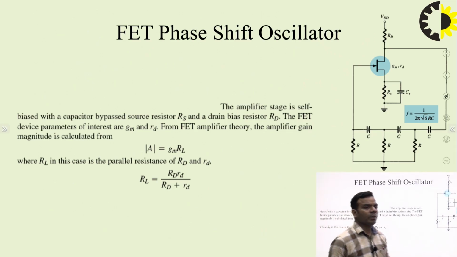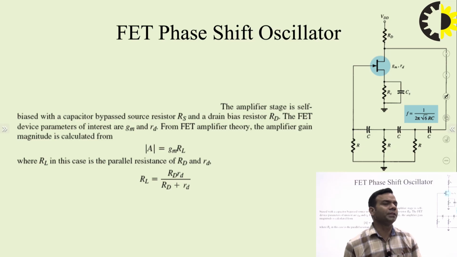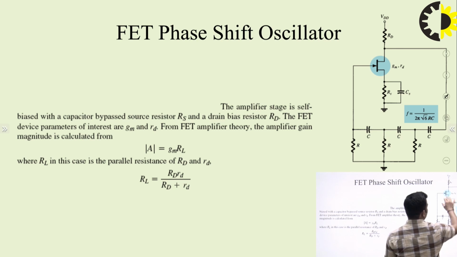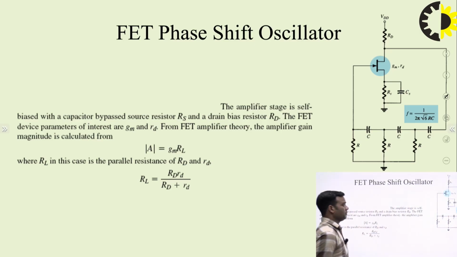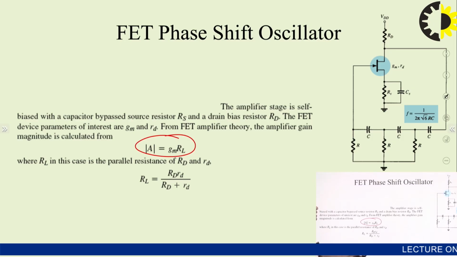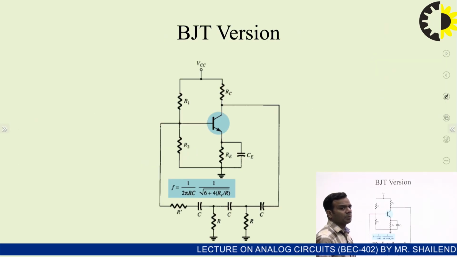Now this circuit can also be designed with the help of FET. You can see here, FET, these are the normal things, and in the feedback network we have connected this RC network, and for this f is equal to 1 upon 2 pi under root 6 RC. The magnitude of gain is gm RL, and RL is the parallel combination of RD and small rd, so it will be equal to capital RD multiplied by small rd upon capital RD plus small rd.